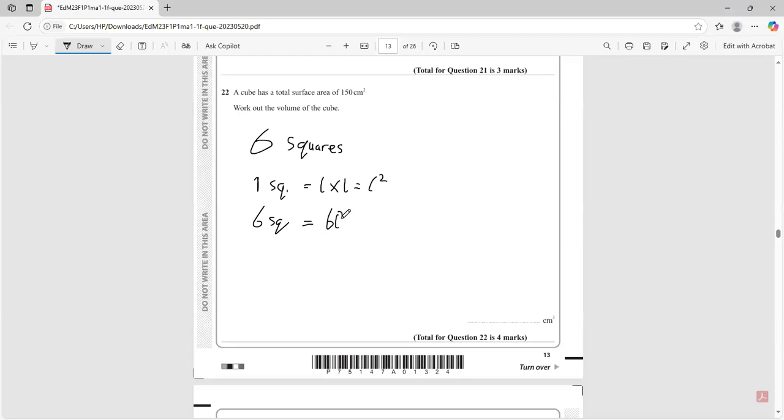Okay, so now what they simply told us means the total surface area, which is 150 cm squared, is equal to 6L squared, which means that 6L squared is equal to 150. Do you agree with this? Yes. Good. So remember, our job is to find L, because if we can find L, then we can work out the volume of the cube. That's our goal. So what are we going to do next? Can you guess?